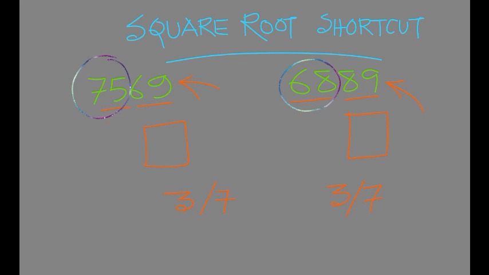Now look at the other pair, 75 and 68. Now 75 lies between the square of which two numbers? 8 and 9, right? That is 8 square is 64, 9 square is 81. Similarly, 68 also lies between 8 square and 9 square. That means the first digit here will be 8 in both cases.